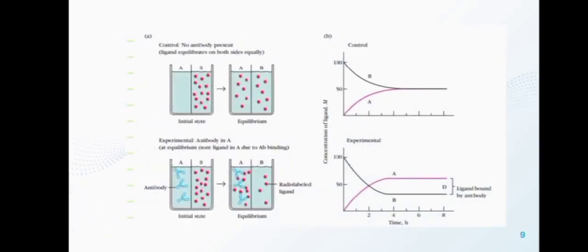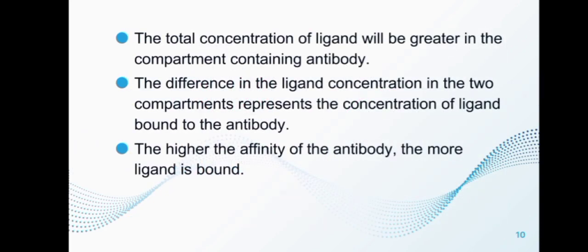Here is the graph plotting the concentration of ligands in each compartment against time. The total concentration of ligand will be greater in the compartment containing antibody. The difference in the concentration of ligands in the two compartments represents the concentration of ligand bound to the antibody. The higher the affinity of the antibody, the more ligand is bound.